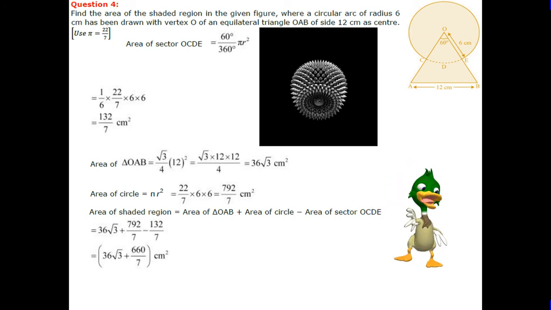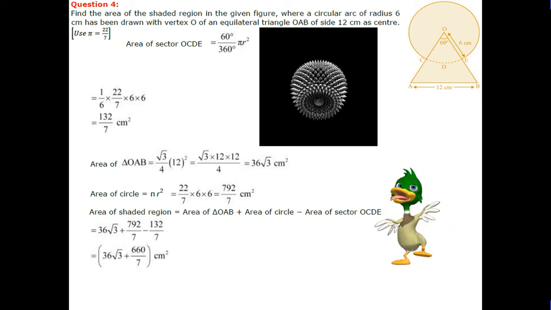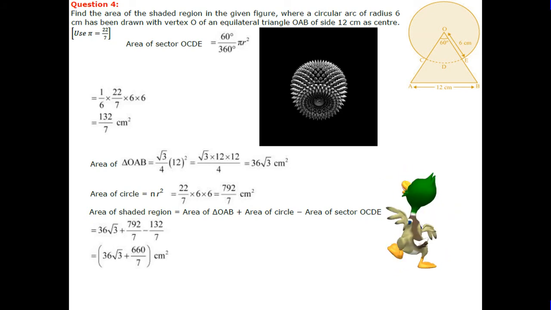Now students, question number 4, find the area of the shaded region in the given figure where the circular arc of the radius 6 centimeter has been drawn with vertex O of the equilateral triangle OAB of the side 12 centimeter as the center, using pi 22/7. Area of sector OCDE is 60 pi r square upon 360, that is 132/7 centimeter square. Area of OAB is equal to root 3 upon 4 into 12 square, that is 36 root 3 centimeter square.